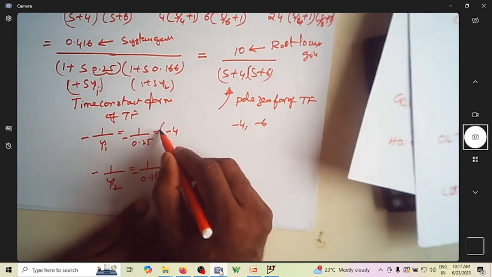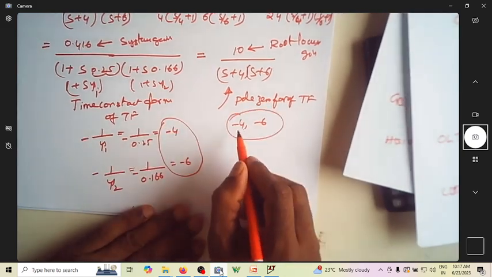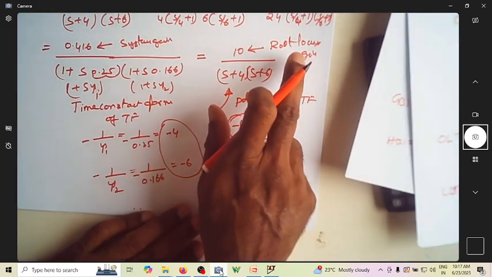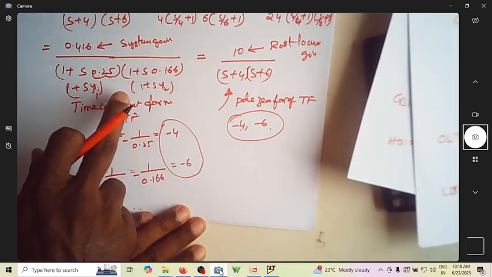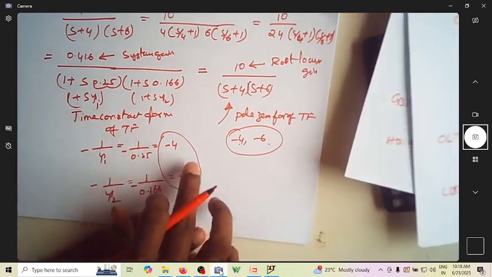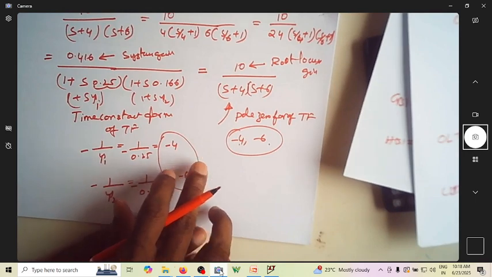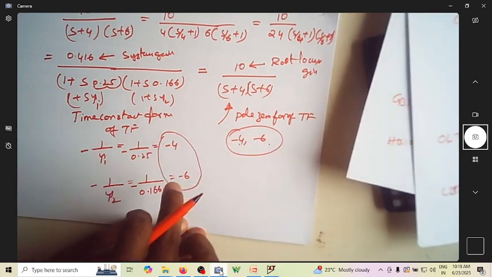You see the open loop pole positions are -4 and -6 in both the pole zero form representation and the time constant form representation. The pole position doesn't change. The poles are at -6, -4, -6, -4.